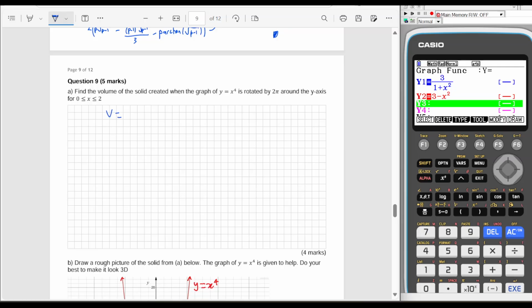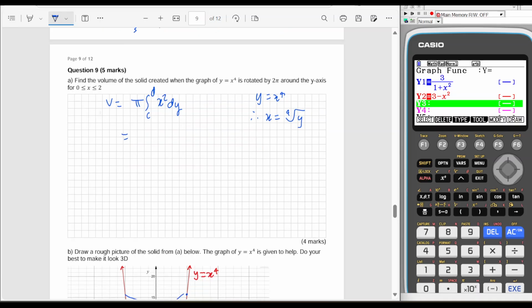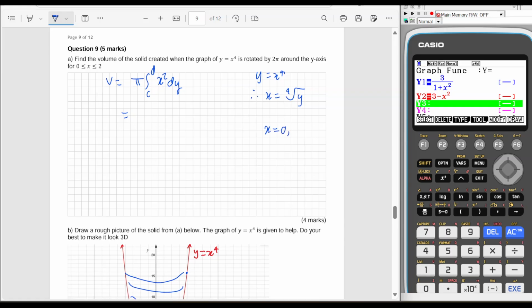So volume is pi integral from c to d x squared dy when you're going around the y-axis, which we are in this question. So if y is x to the 4, that tells us that x is the 4th root of y. Also, c and d are y values. So if x is 0, y is 0 to the 4, which is 0. And if x is 2, y is 2 to the 4, which is 16.